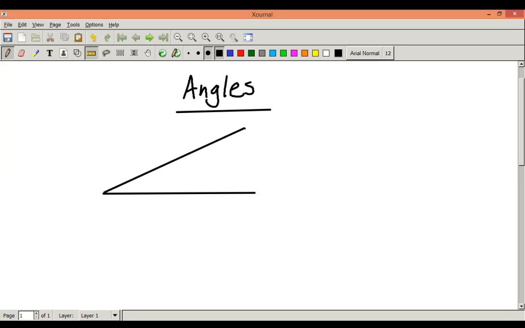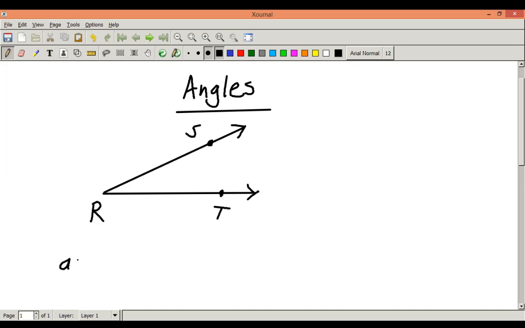Take a look at it while we talk about how to name an angle. This is going to be point R right here. We'll talk about that more. Point S. And point T on this side.